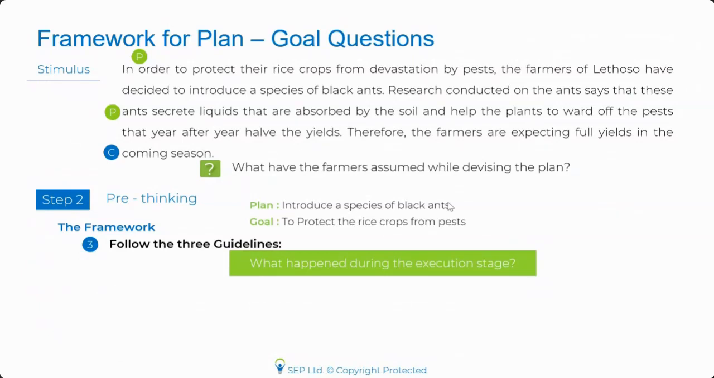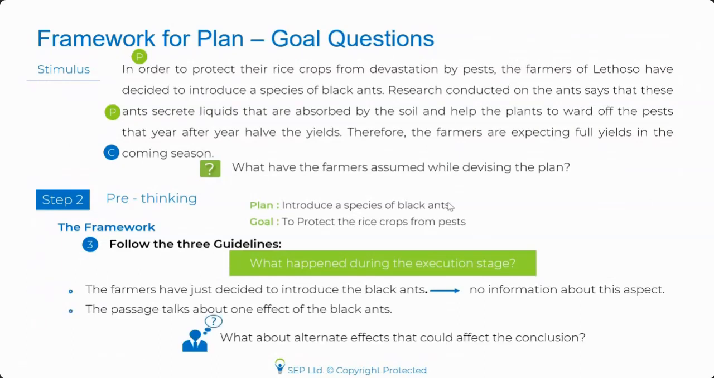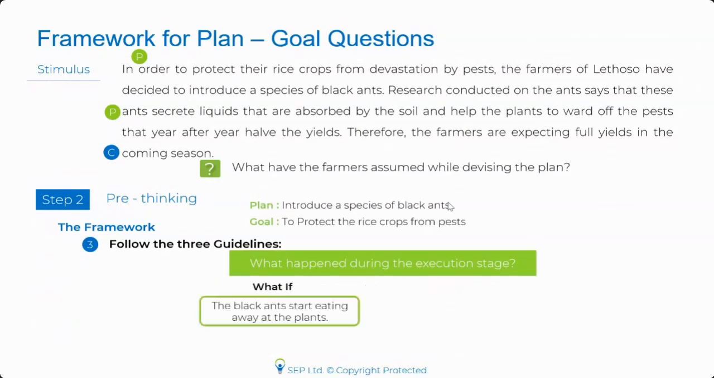For example, in this case, the farmers have just decided to introduce the black ants based on the research outcome. There is no information about the black ants themselves, except that they secrete liquids. We can still think along those lines. What if the black ants are in some way harmful? One effect of the black ants is that they secrete liquids. What if there are some other effects that could actually harm the plants? So let's think about those. What about the alternate effects? What if the black ants start eating the plants? We don't know what the black ants feed on.